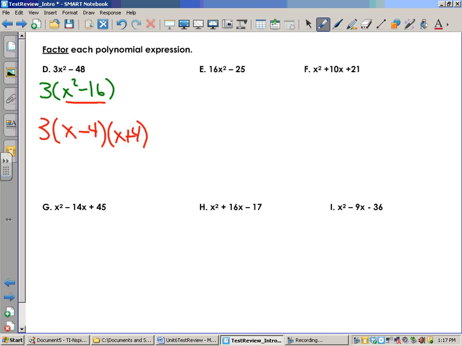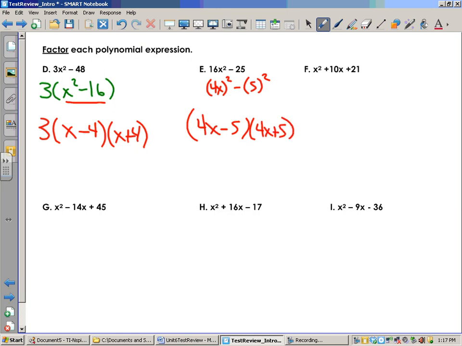Part E, I look for a GCF. There is none, but it looks like a difference of squares. This is 4x squared minus 5 squared, because 4x times 4x is 16x squared. 5 times 5 is 25. So that factors as 4x minus 5 times 4x plus 5.